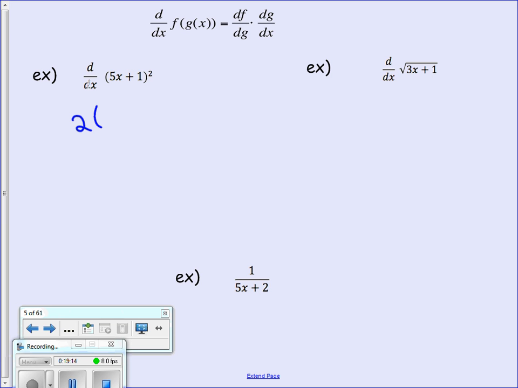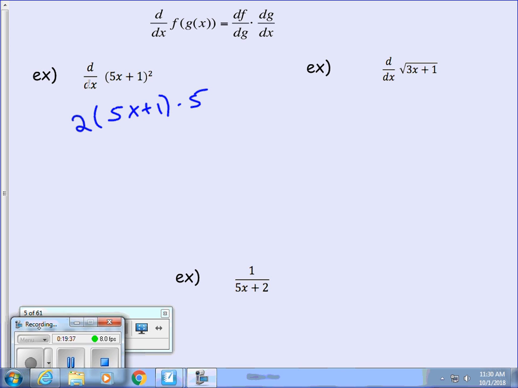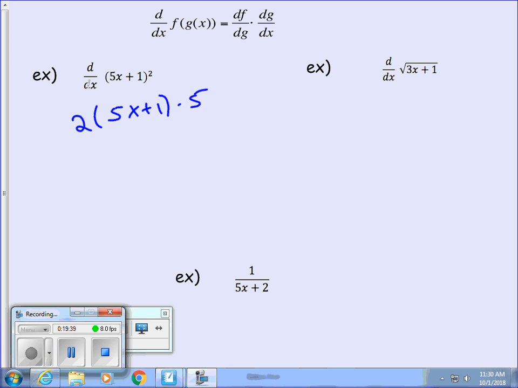I'm taking the derivative with respect to the blob. The blob is 5x plus 1, so what's the derivative of blob squared? 2 times the blob. Then the derivative of the blob, which gives me another 5. He actually jumped ahead a step; he expected you to know that you put the blob there.